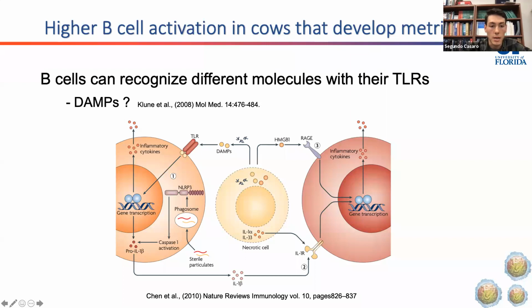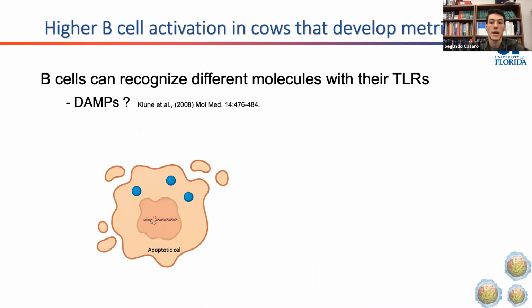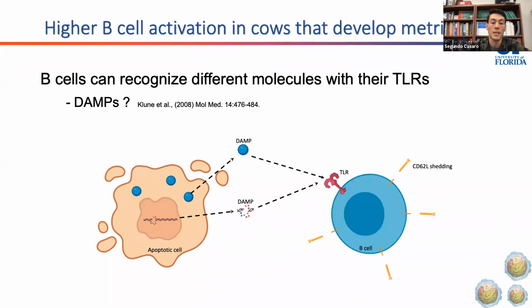And this can be seen here, as this is a necrotic cell that is releasing the DAMPs, right? And these are being recognized by TLRs, and these cells are mounting an inflammatory response. So these have already been described, but it's not been described in B cells. So what we were thinking is that perhaps the higher metabolic stress in cows that have more body fat mobilization will induce more cell death, and this is going to cause the release of DAMPs, and this release will bind to the TLRs in the B cells, and this is going to cause the CD62L shedding.